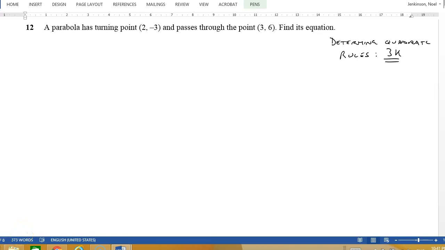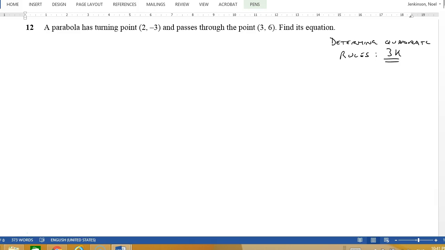Welcome to part 5 of the quadratic test solutions. This page deals with determining quadratic rules from given information. It's 3K in the textbook.